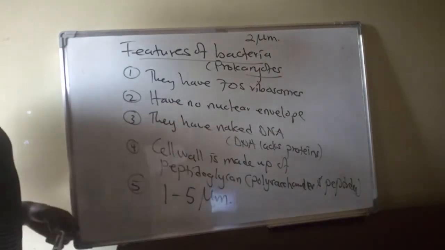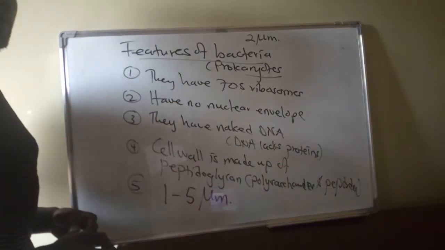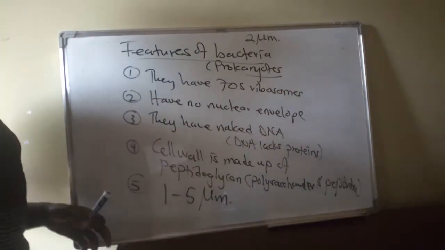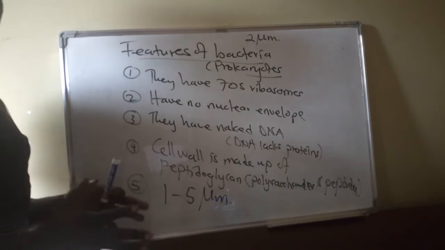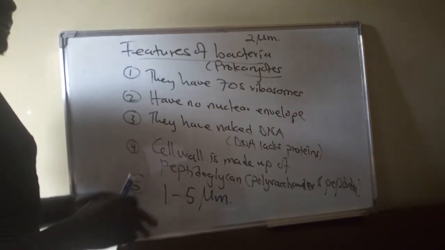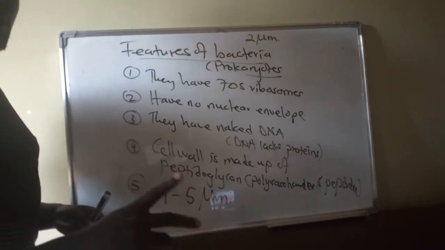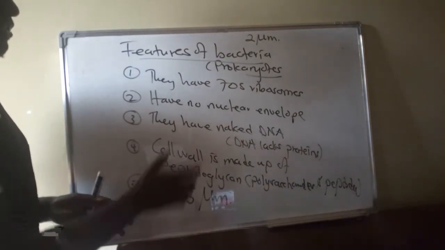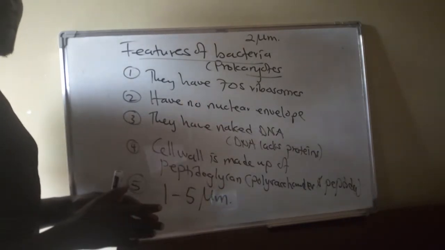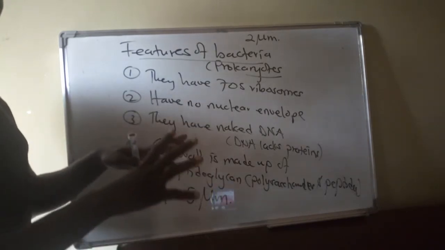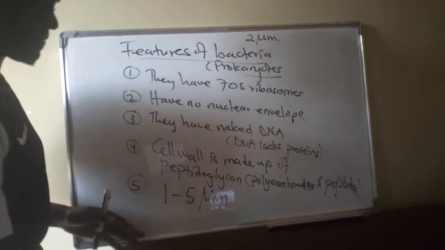So all of this can be traced from the structure that we looked at in our previous episode. When you look at the structure, you can see the 70S ribosomes and how naked the DNA is. The DNA is found within the cytoplasm, and it's not organized into chromosomes.